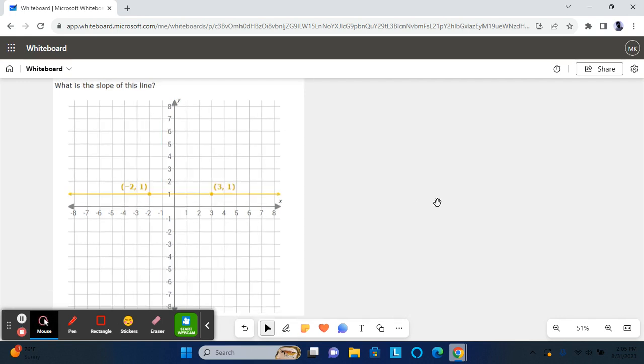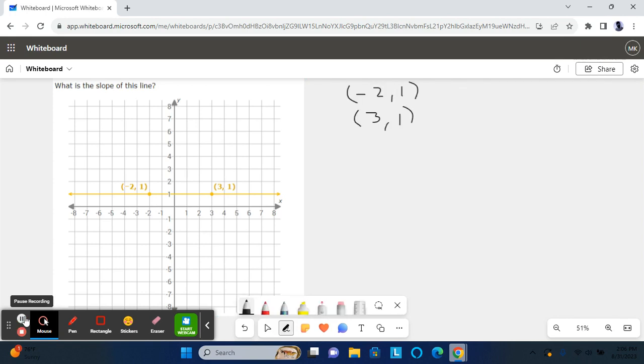For the last problem, it says, what is the slope of this line? It gives us a horizontal line going from (-2, 1) to (3, 1). So we just repeat the process. Write down the two different coordinate points, which are (-2, 1) and (3, 1).